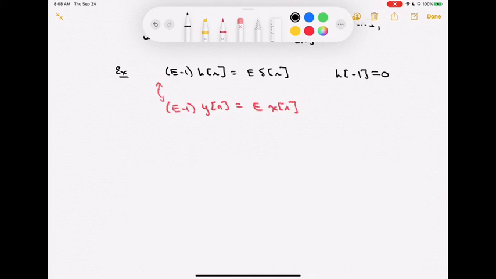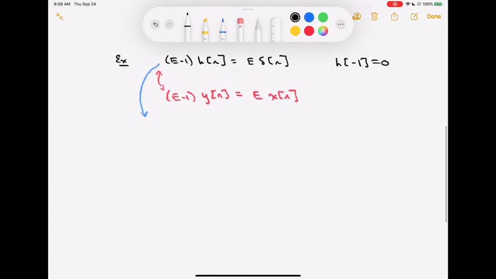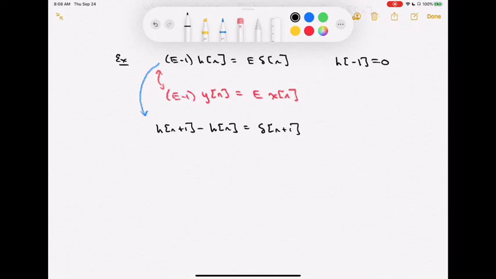Now, if I go ahead and return back to that expression, and I expand it out, right? Get it out of the operator form to something just a little more direct, we get something like this. We get h of n plus 1 minus h of n equals delta n plus 1. Now again, nothing wrong with this expression. I just think that it's not going to be the most convenient one because it is in advance form.